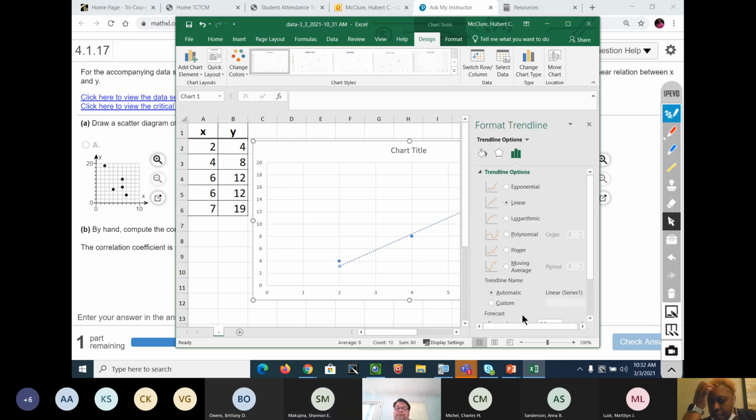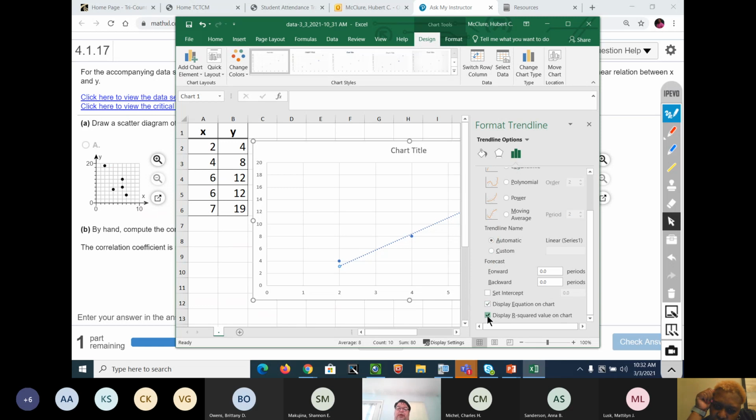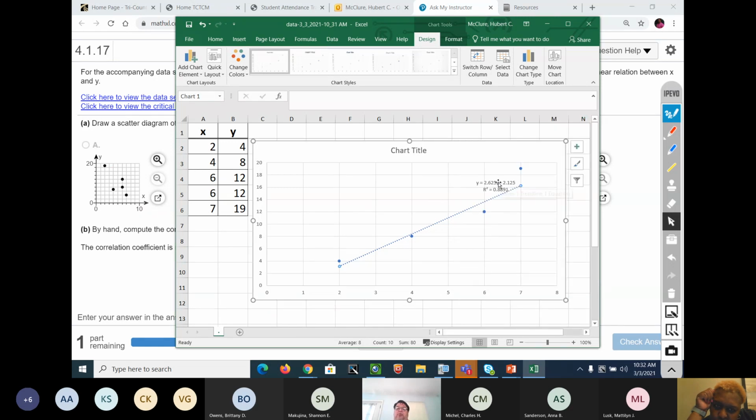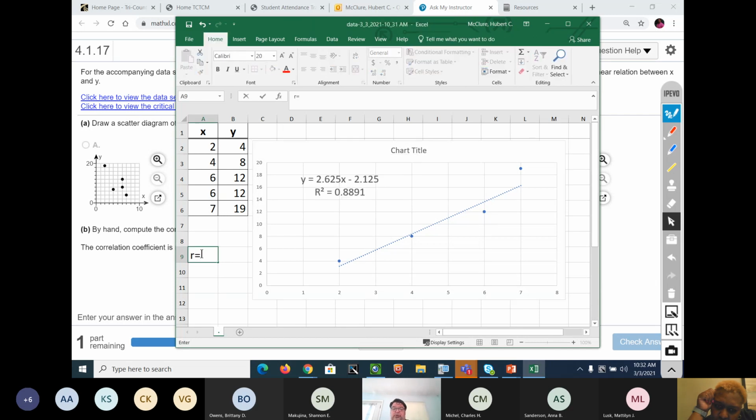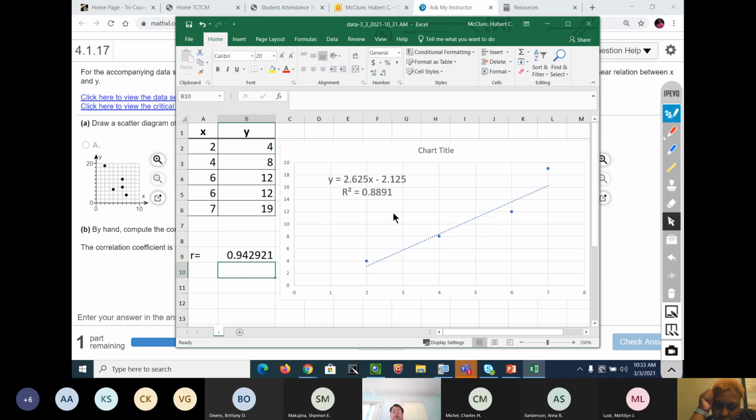Add trend line, display equation, and display R squared. And there is my equation, and that should be in your calculator also. We're going to pull it up. And R is equal to, we've got to take the square root of 0.8891 raised to the 0.5 power. Now your calculator will give you that. So the R value of that line right there is 0.9429. So that's pretty strong.